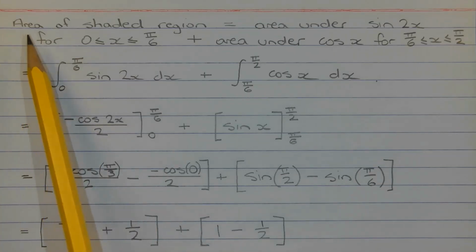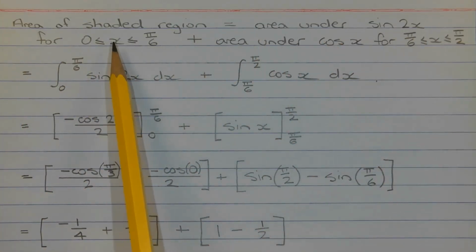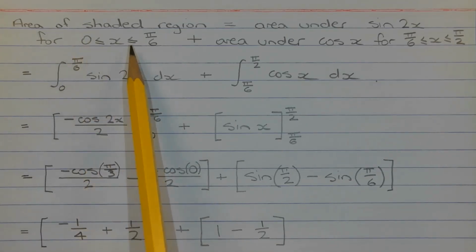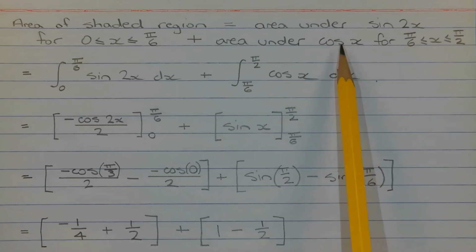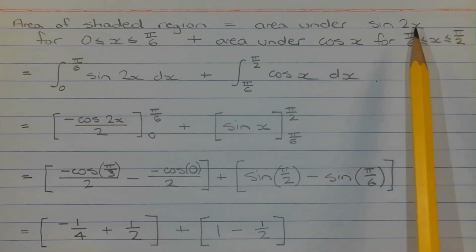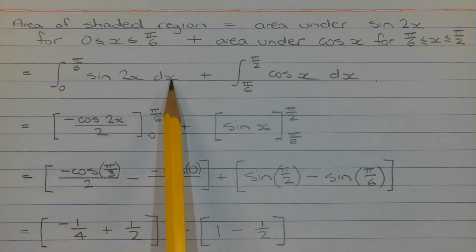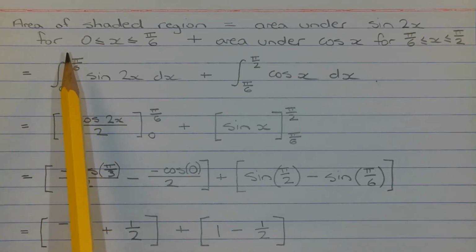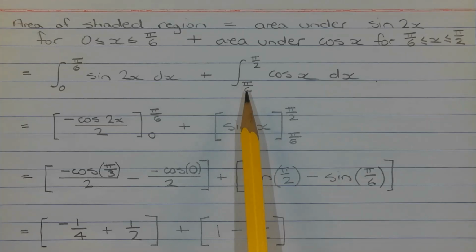The area of the shaded region is equal to the area under the curve y equals sine 2x in the interval x greater than or equal to 0 and less than or equal to pi over 6, plus the area under the curve y equals cos x in the interval x greater than or equal to pi over 6 and less than or equal to pi over 2. Expressing that as a sum of two integrals, we have the integral of sine 2x dx from x equals 0 to x equals pi over 6, plus the integral of cos x dx from x equals pi over 6 to x equals pi over 2.